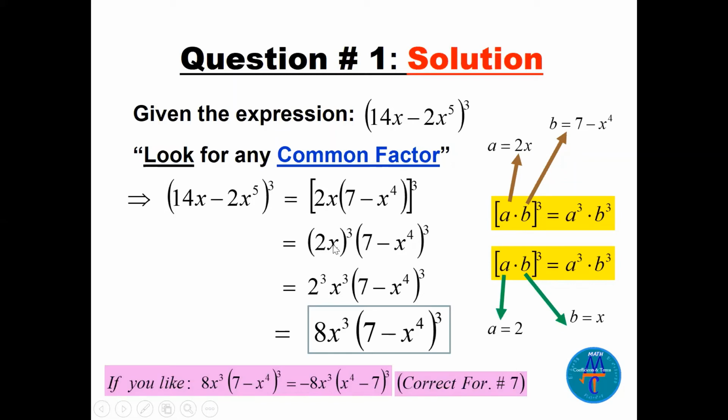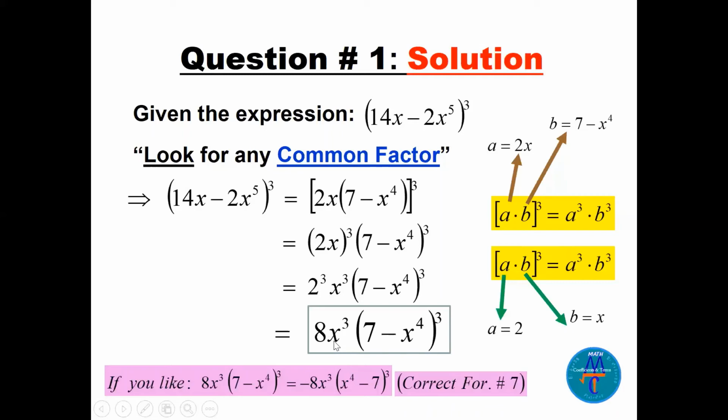Now look here, 2x cubed. I can take the same formula, but now this A is 2 and this B is x. You see the same formula, you can apply it to many questions. Again, please, I applied the same formula here, A times B all cubed, A cubed times B cubed, in 2 forms in the same question. So you can cube the 2, cube the x. This is 8x cubed, 7 minus x power 4 all cubed. This is the answer.